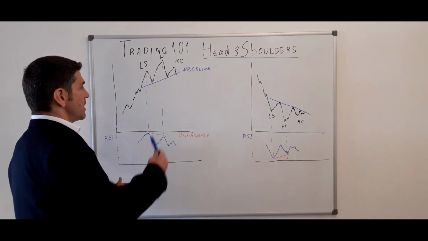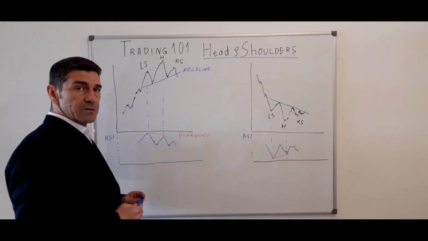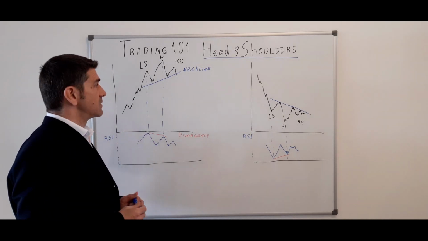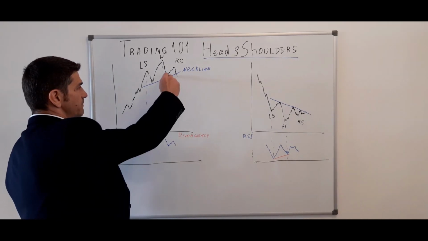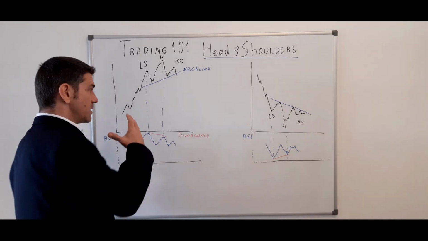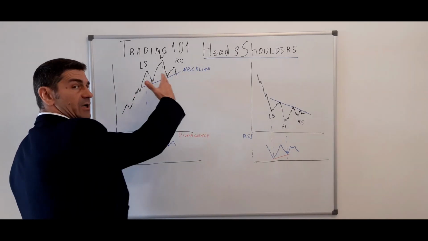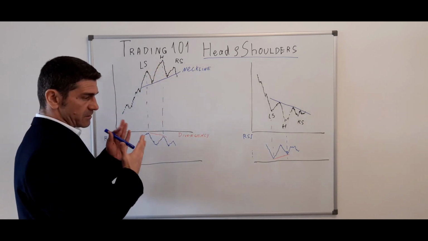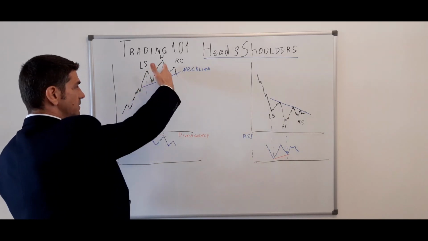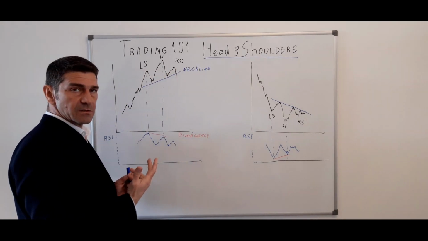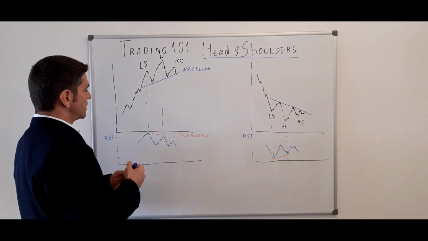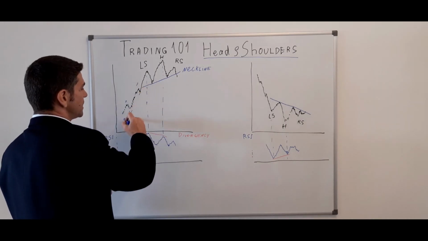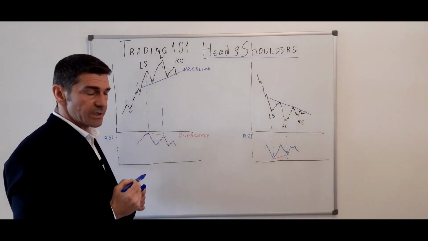What does it mean? Before we see head and shoulders, before we take into consideration this figure, we should have a certain amount of uptrend. The prices should have moved upward for a certain amount of time. How do we determine the uptrend? We've got higher highs and higher lows. In other words, we have an uptrend.